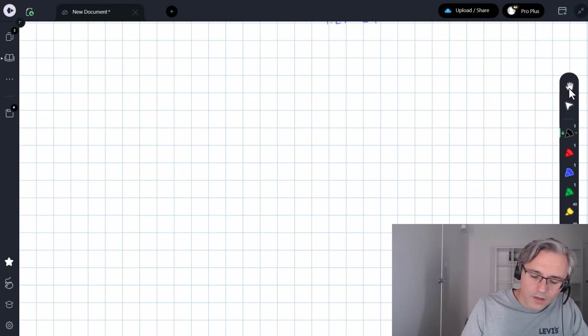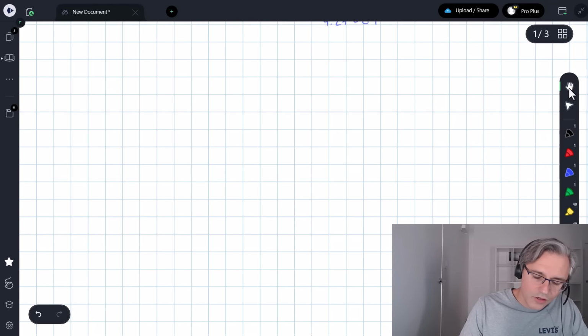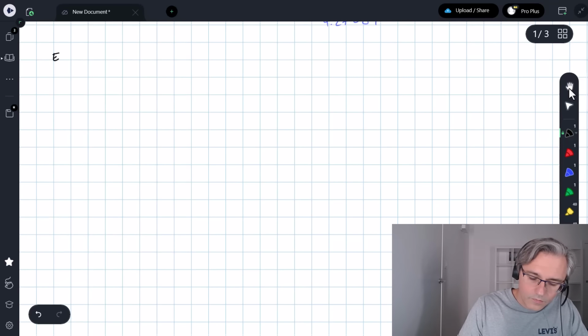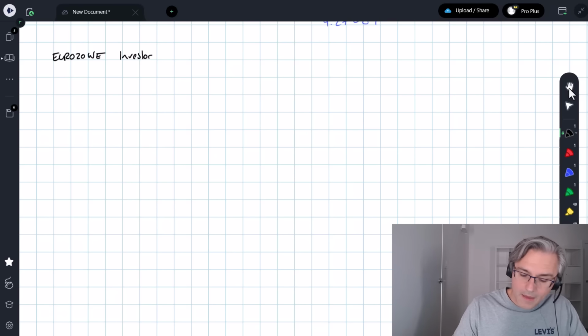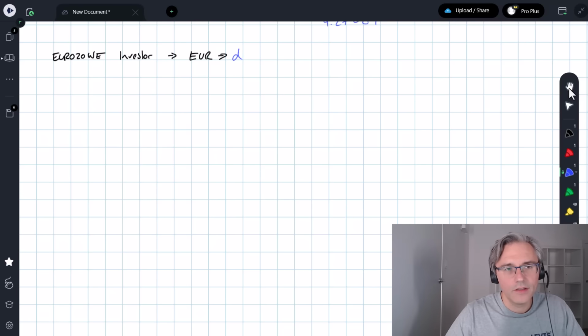Imagine you've got an investor who's based in the Eurozone. So, Eurozone investor, and therefore for them, the euro will be their domestic currency. Now, I'm intentionally or consciously using notation that your book also uses.